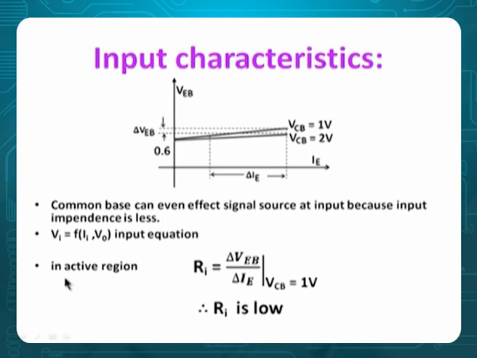Now, in the active region, generally, Ri is change in voltage by change in current. Change in voltage is very less, change in current is very high, therefore less by high is very, very small. That's why I have been telling from the beginning, the input impedance of a common base is very, very less.